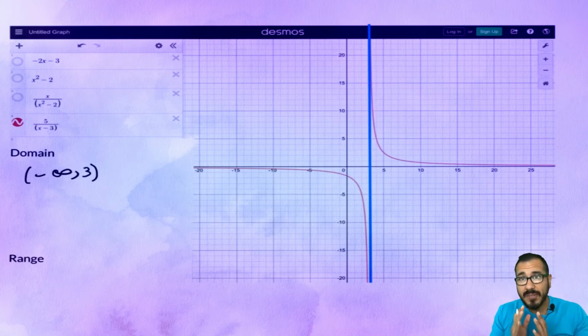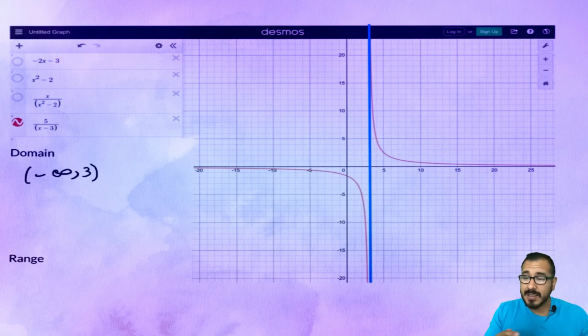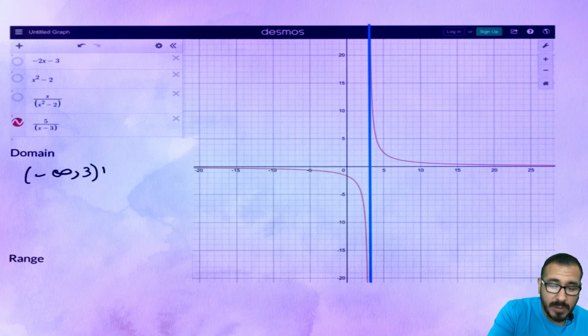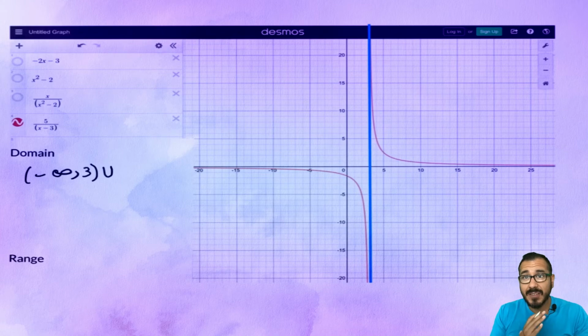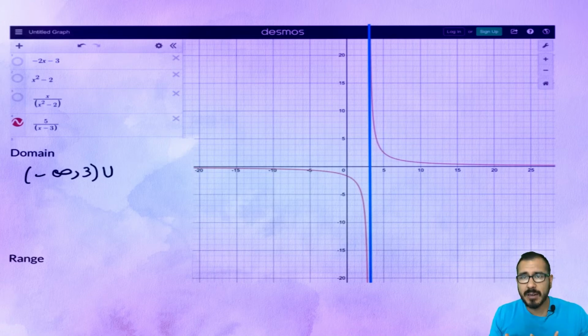So because we have a gap right there at 3, I should say, right? We have all this empty space where the graph never touches at x equals 3. What we need to do is communicate to our readers that we have a gap right there, right? Our graph is not defined at 3. There's no part of the graph located at x equals 3. So what we do is we write this U for our union, right? That tells us we have a missing piece here, right?